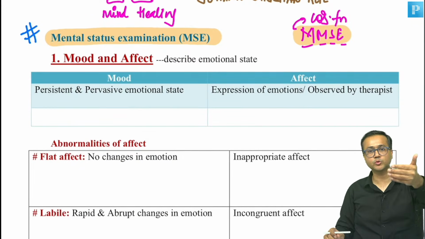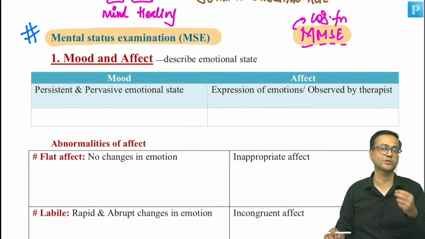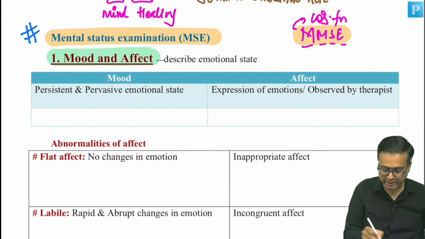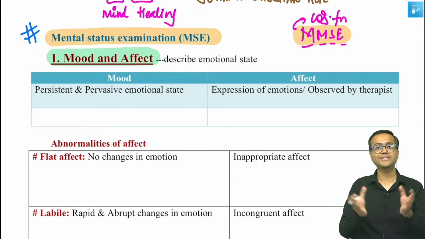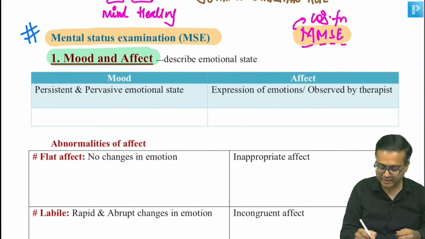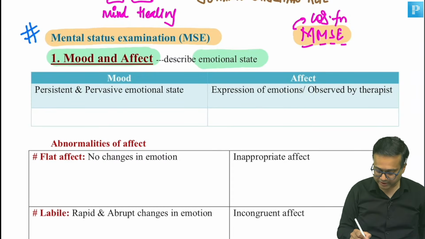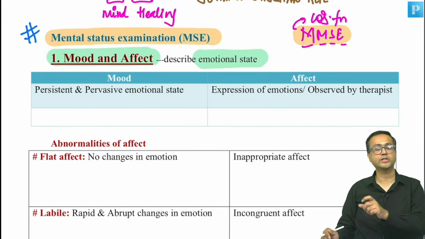A patient comes to the psychiatry OPD, our examination has already started. So the first important heading which we're going to cover in the MSE is mood and affect. Now both these terms, beta, mood or affect, what do they do? They describe the emotional state. But there are important differences. Let's understand what the difference is between mood and affect.